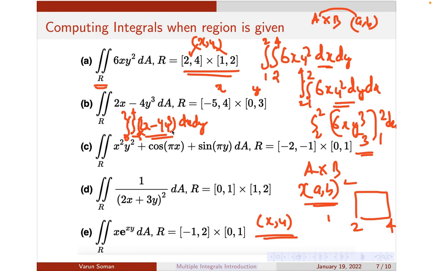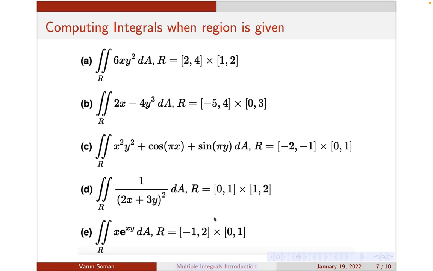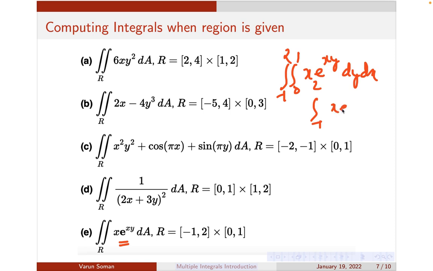If you want, you can do this one also. How will you do it? If you are writing it as x e raised to xy, suppose this is dy dx. What is the variation of y here? y is varying from 0 to 1, x is varying from -1 to 2. First you have to integrate with respect to y, keeping x constant. So it is actually integral from -1 to 2 of x e raised to xy.